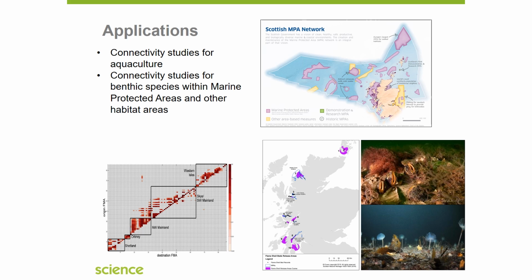Another example is using the Scottish Shelf model for connectivity studies for aquaculture or benthic species within marine protected areas and other habitat areas. So this involves using the output from the model to force particle tracking simulations. And this allows you to predict connectivity between different areas for different species. And this has previously been done looking at, for example, sea lice dispersion or horse mussels and flameshell habitats.